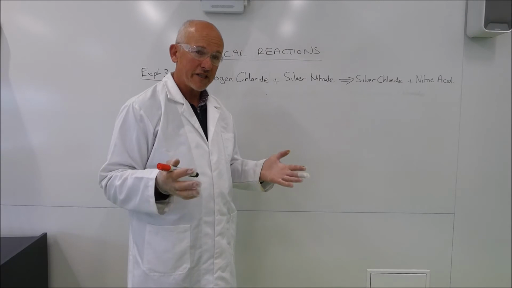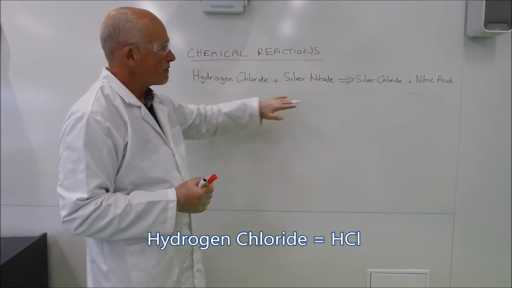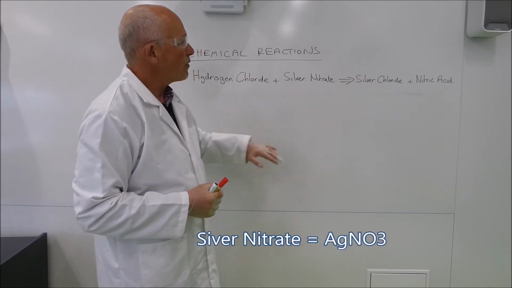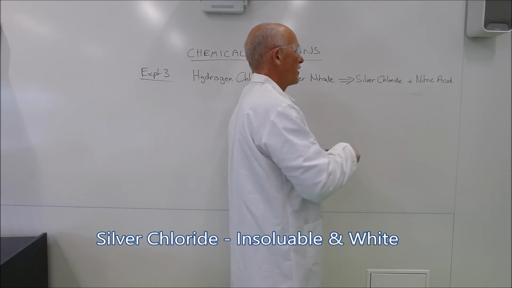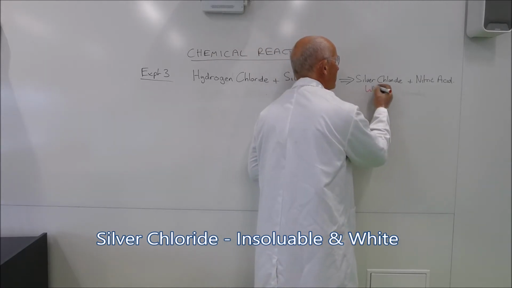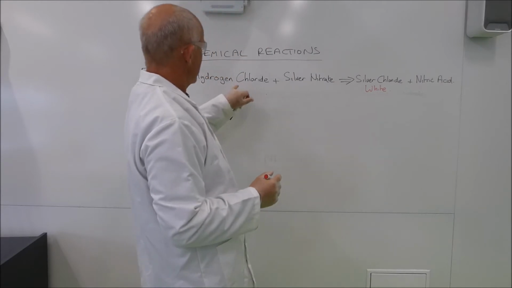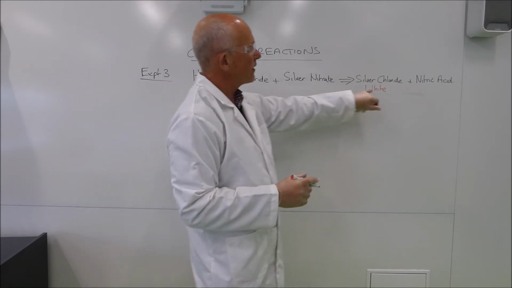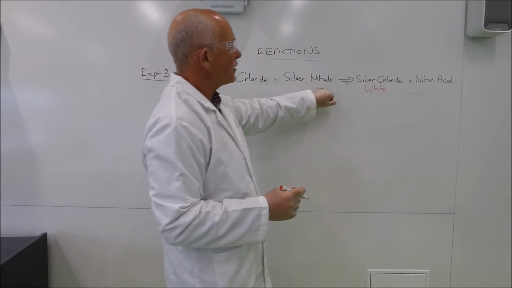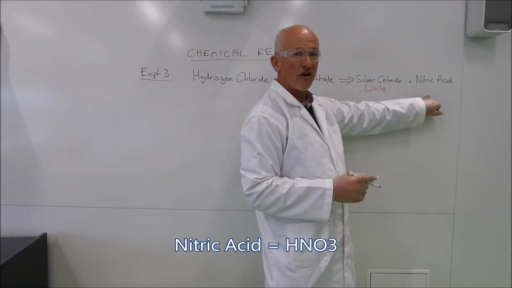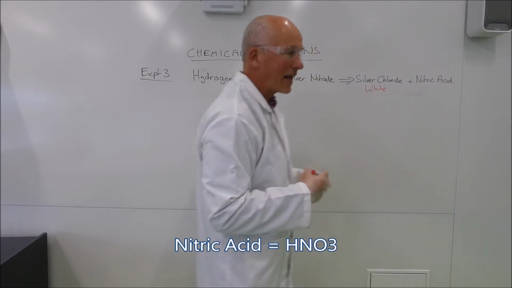Right, for our third experiment we did hydrogen chloride, which is hydrochloric acid, and we mixed it with silver nitrate. And when we mixed those two together we ended up with silver chloride, which is actually white. And the leftovers, so the silver and the chloride combine together to give us silver chloride, and the hydrogen and the nitrate together gives you nitric acid, so we produce nitric acid as the end product.